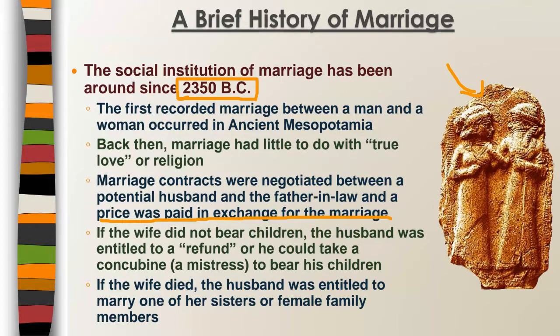If the wife couldn't bear children, the husband was entitled to a refund, or he could take a concubine, a mistress, who would bear his children while staying married to the original wife. If the wife died, the husband was entitled to kind of a replacement. He could marry one of her sisters or another female family member. He was entitled to that because that price was paid in exchange for that marriage to that woman.